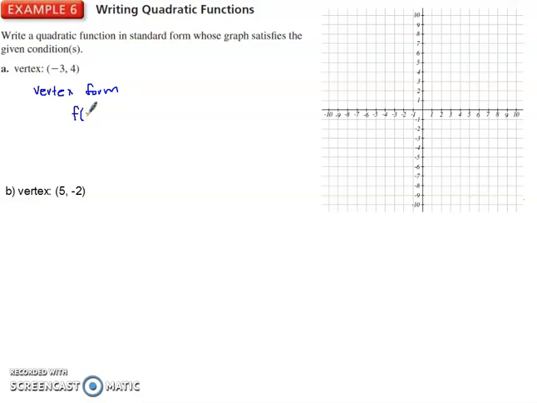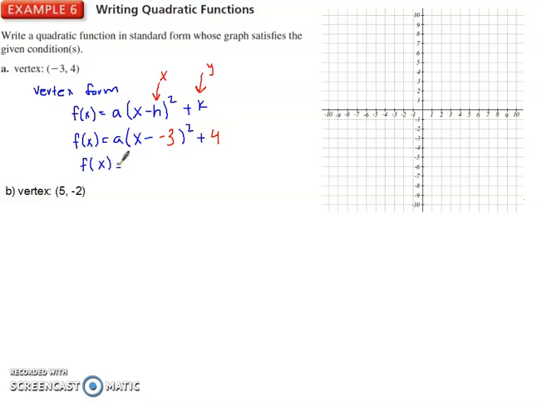Vertex form looks like this: f of x equals a times x minus h squared plus k, where h is the x value of my vertex and k is the y value of my vertex. So I'll go ahead and plug in those values. A times x minus h, which is -3, and then plus k, which is 4. So this puts my vertex at the point -3, 4. So f of x equals a times x plus 3 squared plus 4.